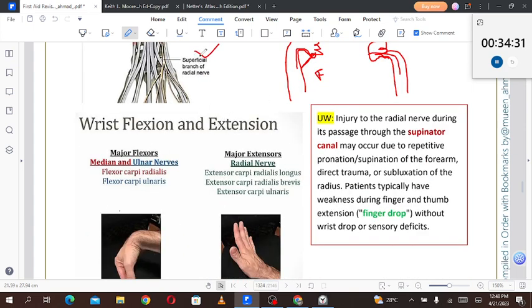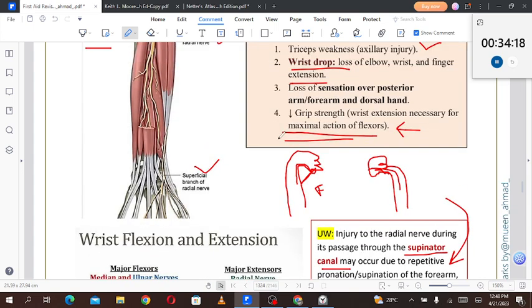Okay, so you are not supposed to remember any of that. Then we have a UWorld point that injury to the radial nerve during its passage through the supinator canal may occur due to the repetitive pronation and supination of the forearm. That's the point. Why is there damage due to supination and pronation? Because there is a muscle called the supinator.